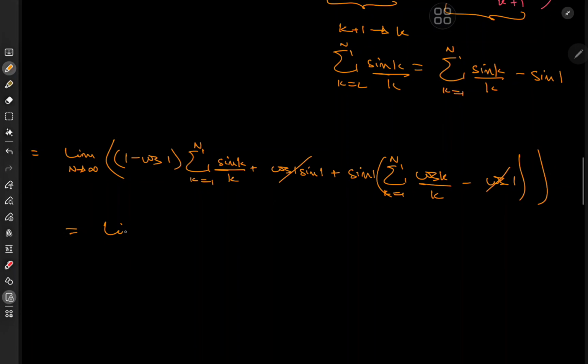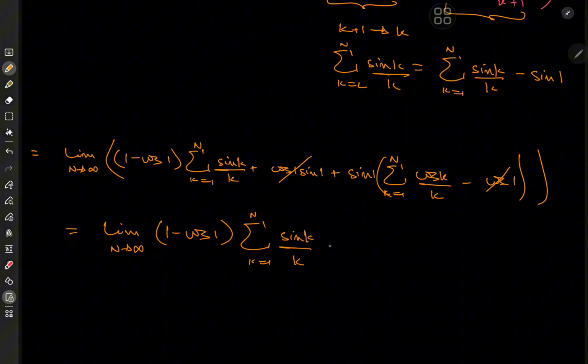So the result is the limit as n tends to infinity of 1 minus cosine of 1, terribly sorry about that, times the sum over k from 1 to n of sine of k over k, terribly sorry about that, plus the sine of 1 times the sum over k from 1 to n of cosine k over k. That sounded worse. Anyway, now we need to evaluate a couple of these sums in the limit as n tends to infinity. Terribly sorry about that.